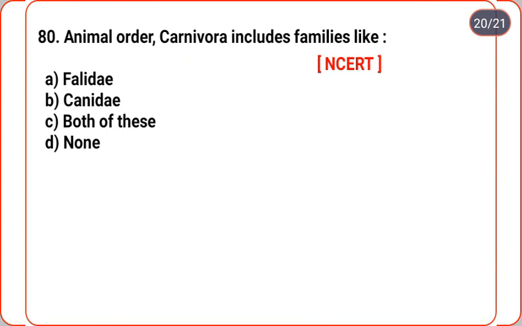Question number 80. Animal order Carnivora include families like: option A, Felidae; option B, Canidae; option C, both of these; and D, none. So in this question, our correct answer will be option C, both of these, meaning Felidae and Canidae. Yes, animal order Carnivora include families like Felidae and Canidae both.